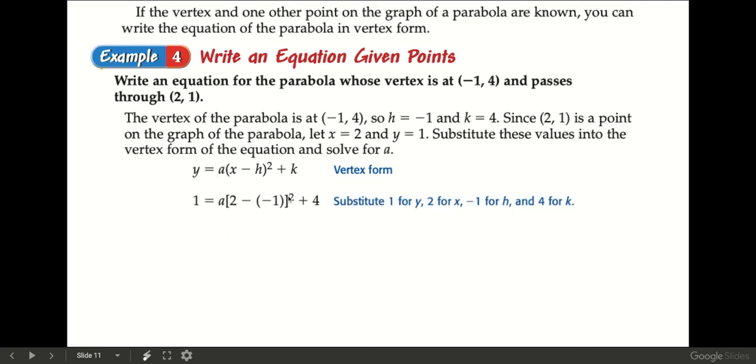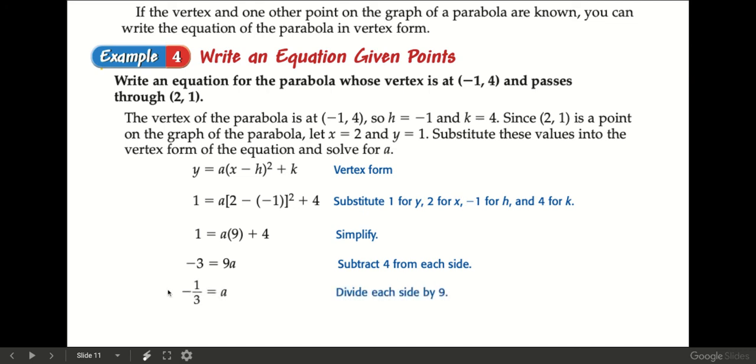So again, substitute all the values in, and then we go ahead and simplify, right? 2 minus negative 1, that's like adding 1, so 2 plus 1 is 3. 3 squared is going to be 9. And then I'm going to go ahead and solve the equation now and solve for a. So I'm going to start by subtracting 4 from each side. So I get negative 3 equals 9a. Divide both sides by 9, and I get negative 1/3 equals a. So now that I know a is negative 1/3, now I can go ahead and write my vertex form equation.